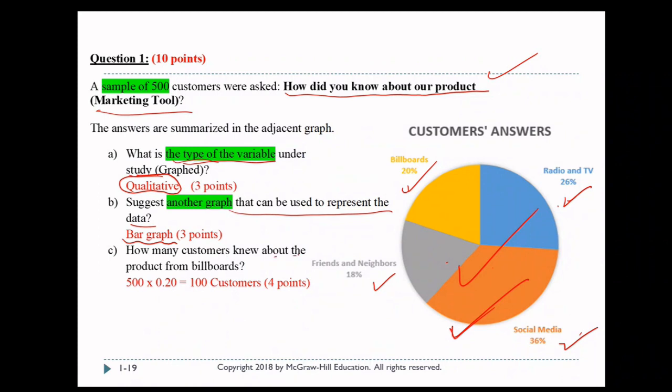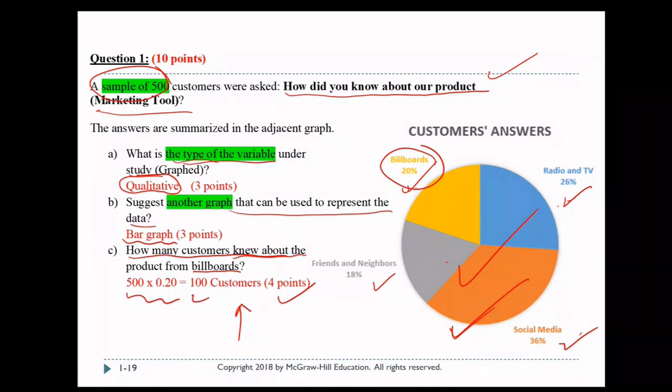How many customers knew about the product from billboard? From billboard, 20%. How many customers? 20% out of the 500. Really, 500 times 0.20, which is 100 customers. This we already took in BUS101. Okay.